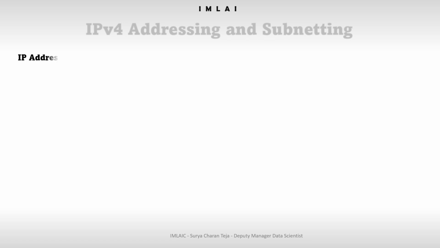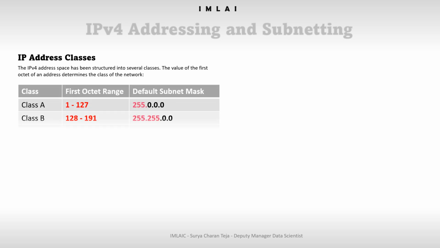So far we have seen Internet Protocol, IP version 4, subnet masking and everything. Now let us look into IP address classes. The IP version 4 address space has been structured into several classes. The value of the first octet of an address determines the class of the network, so based on the first octet, it falls into a particular class.